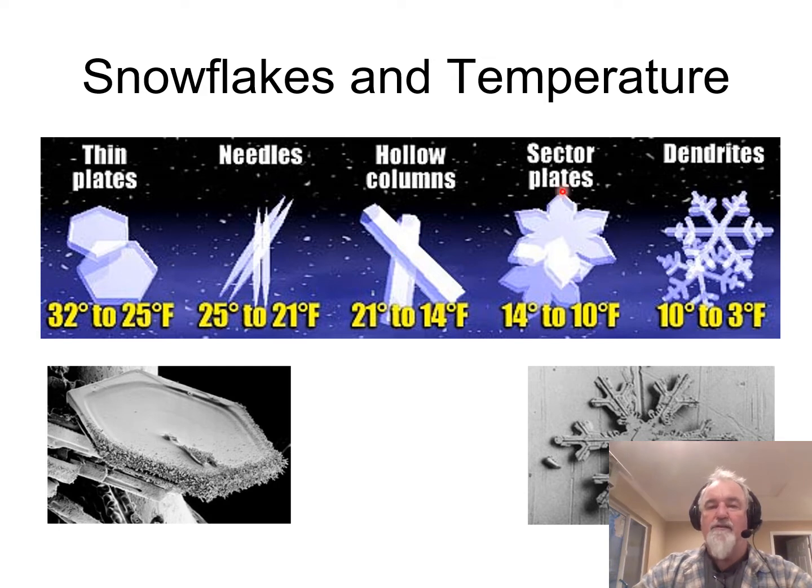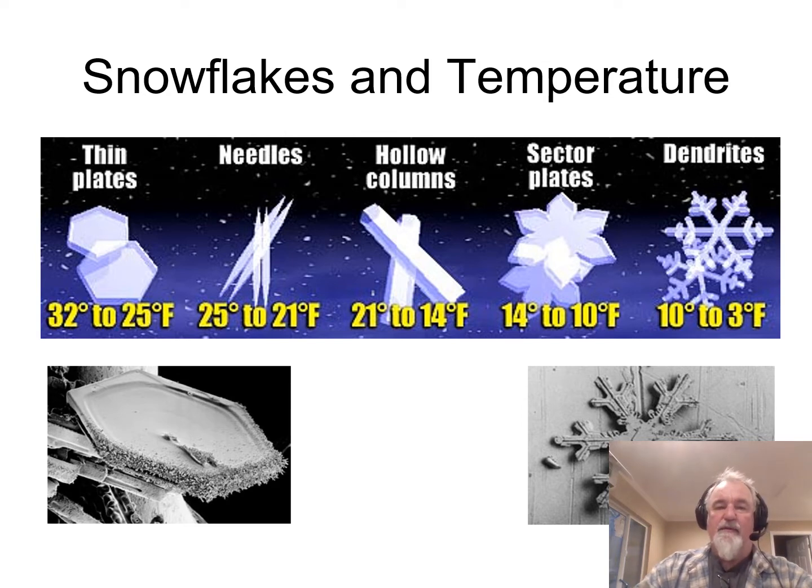Then sector plates, 6 sides. And then finally dendrites. Dendrite means tree-like. So these are like little Christmas trees coming off of a central point. There's 6 of those on every snowflake when the temperature forms at 10 degrees Fahrenheit or colder.